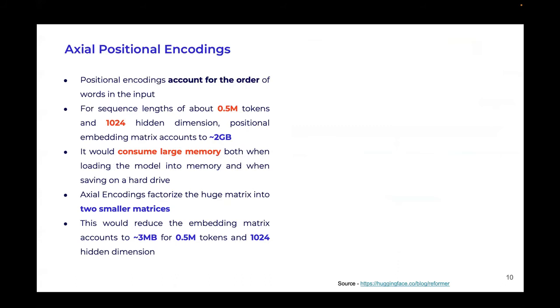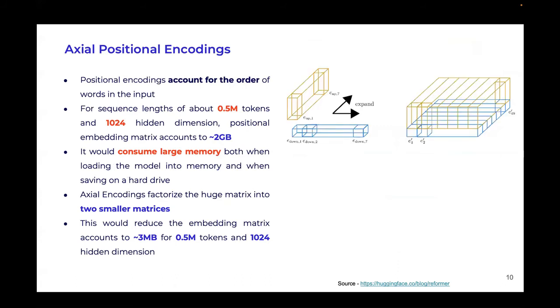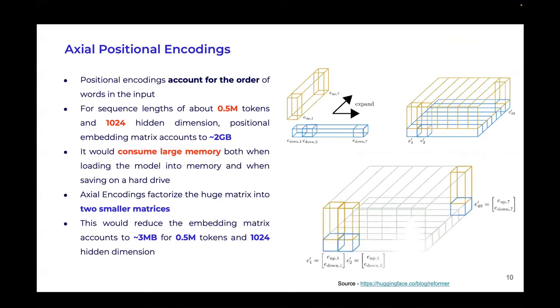The last one is axial positional encodings. I guess I mentioned this in the starting diagram. Suppose we are dealing with 0.5 million tokens, since this is the maximum limit that can be handled using Reformer. If 1024 is the hidden dimension for each of these tokens, then the positional embedding matrix accounts for around 2 GB, just for this 0.5 million by 1024 matrix.